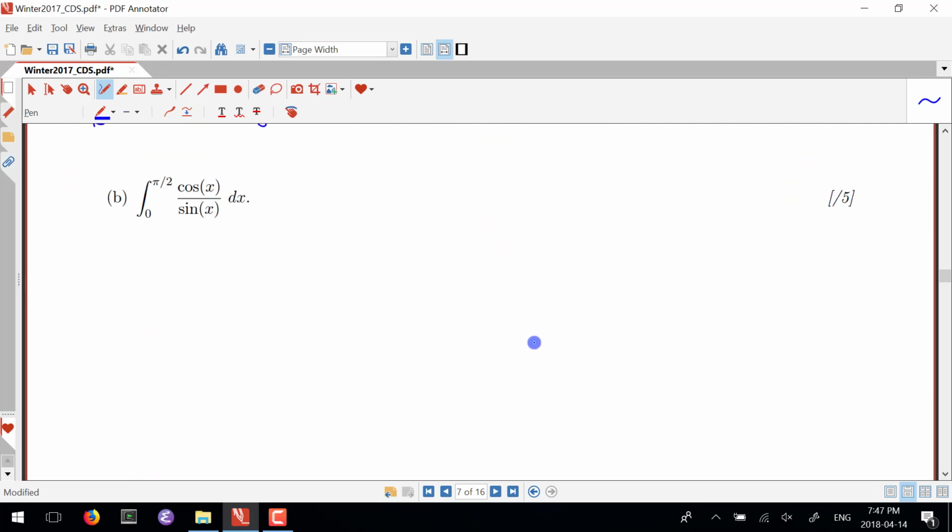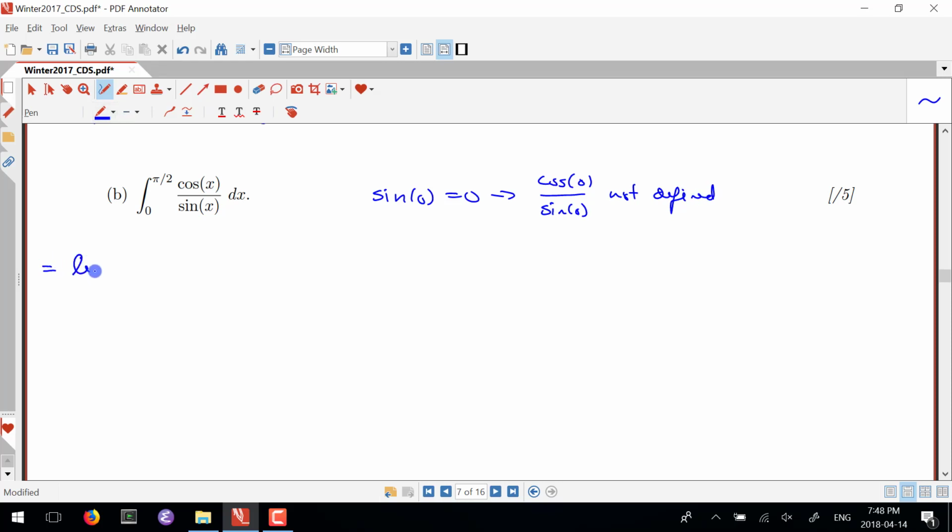Moving on to the next integral. Here we have an integral that's not as obvious in terms of type. It's not even obvious necessarily that it's an improper integral. However, if you evaluate sine of 0, sine of 0 is 0, and we're dividing by that. So 0 is actually a problematic point here. That means cos of 0 over sine of 0 is not defined. And that's what makes this an improper integral.